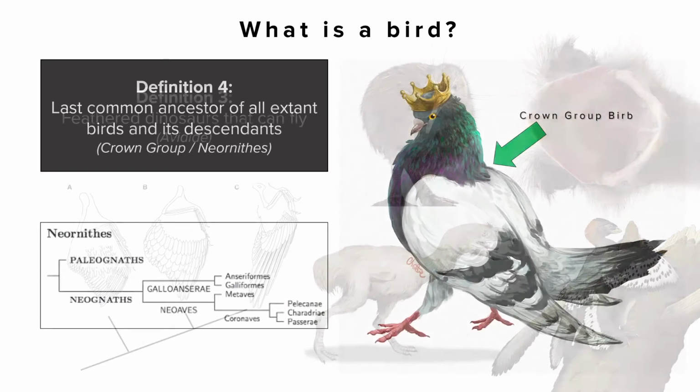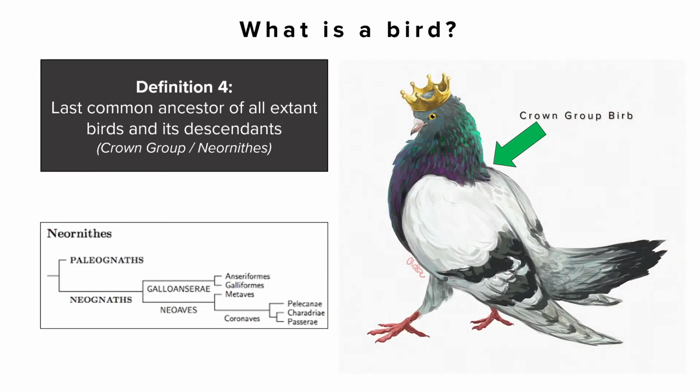And so we arrive at definition four, which is the last common ancestor of all extant birds and its descendants. Extant means living, so not extinct, which would mean all modern birds that we have today and everything in between them and their common ancestor. And this is considered a crown group, and this is in fact what we consider to be a true bird. Now, this is the definition that is most commonly accepted, and this is the one that we'll be going with when we ask ourselves the question of whether dinosaur X or Y is a bird.